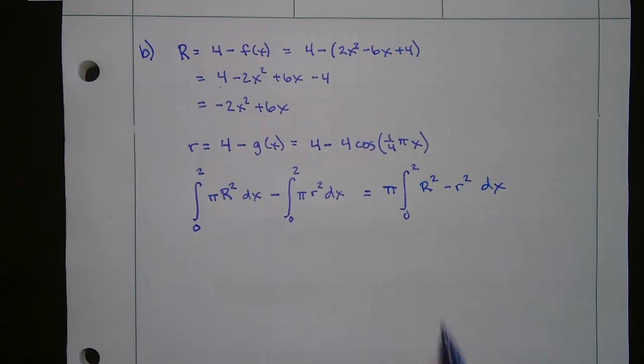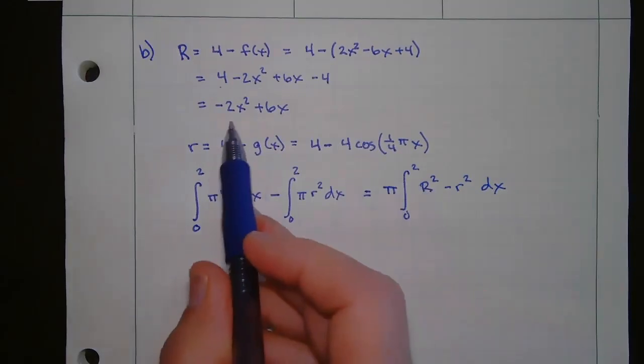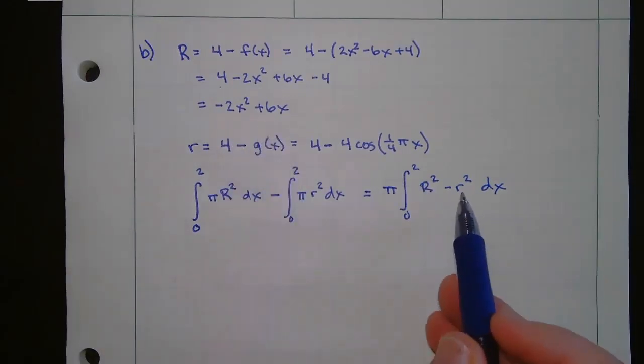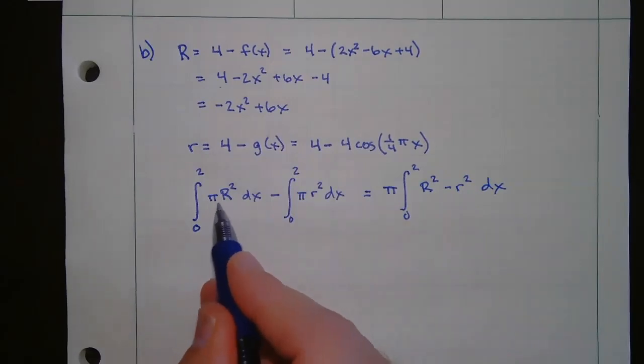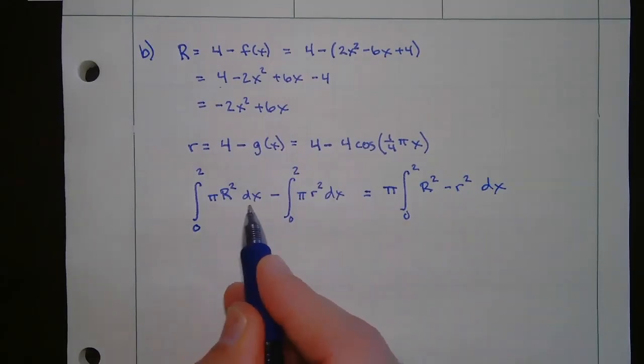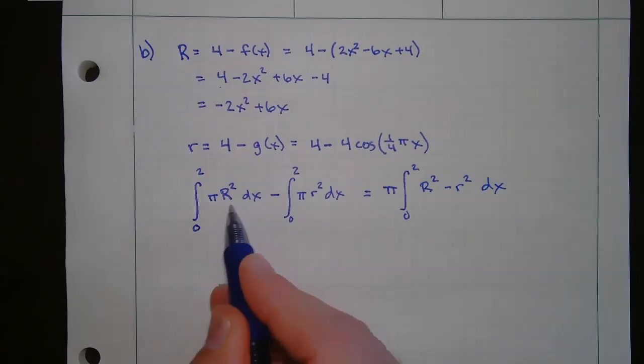Okay, so this big R is the negative 2x squared plus 6x, and we need to square that, right? Because remember, this is the area of the circle, and this is the thickness. So when we multiply these, we're going to get volume.